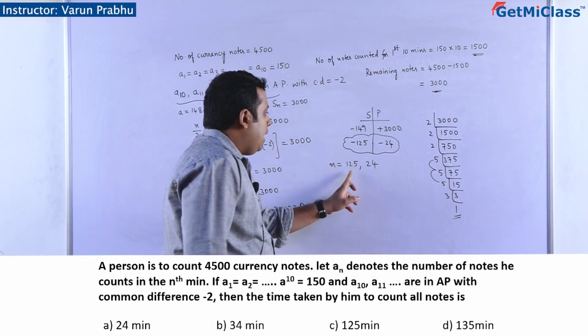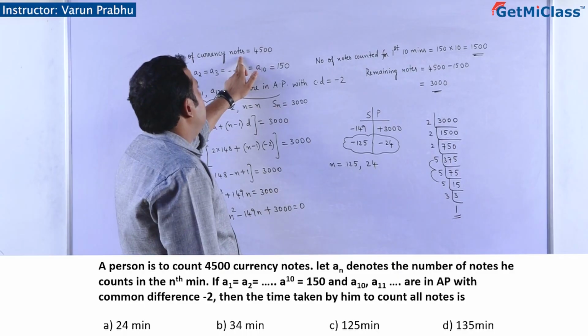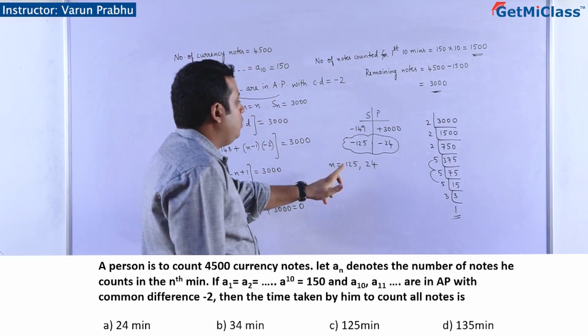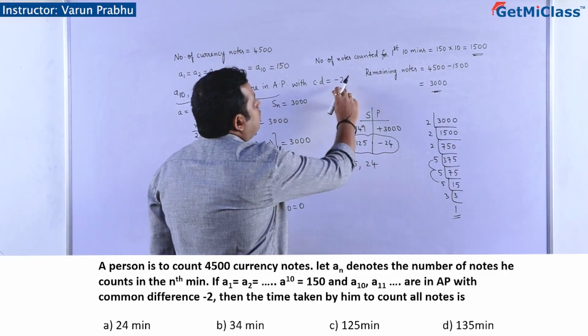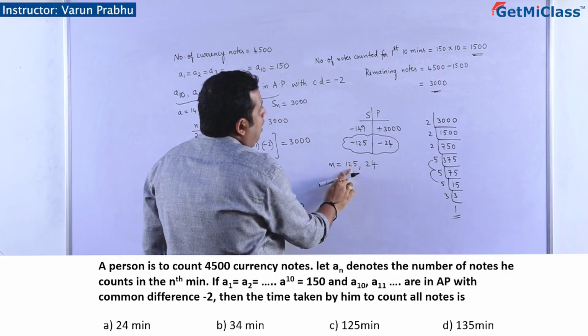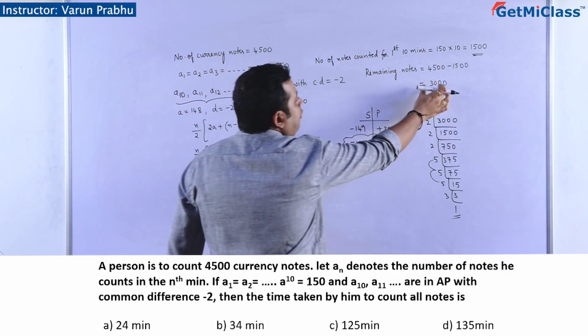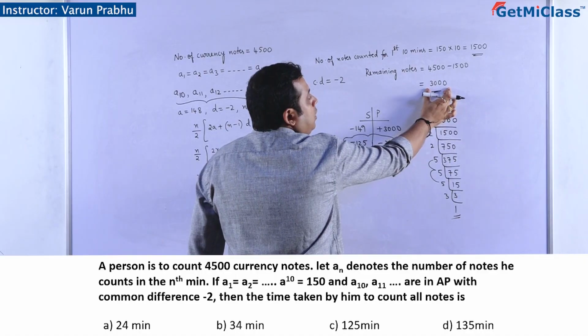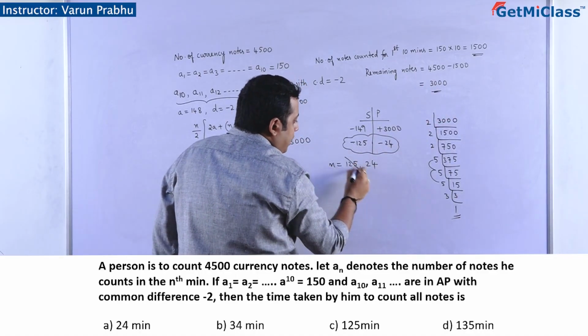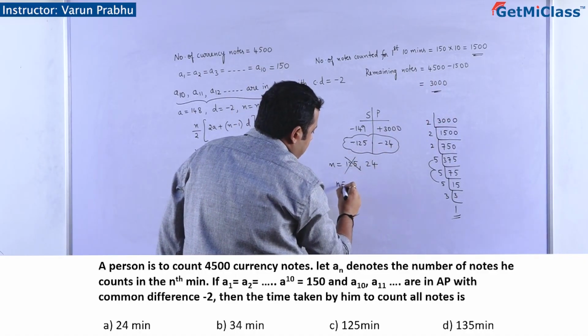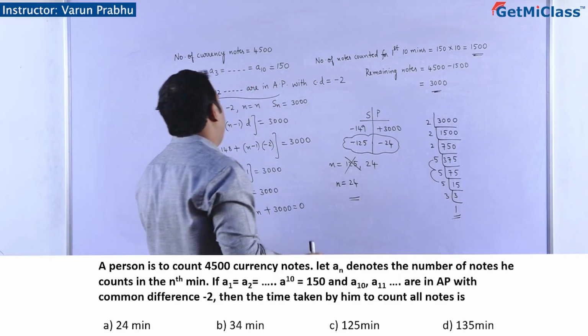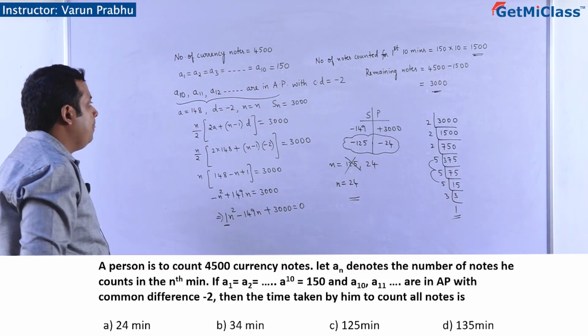But if you consider N is equal to 125, this will be a very large answer. 3,000, common difference of -2 for 125 terms. If you take that, the number of currency notes counted will cross 3,000, right? So this you have to neglect. So what is the answer for N that we get? 24. N is equal to 24. All right.